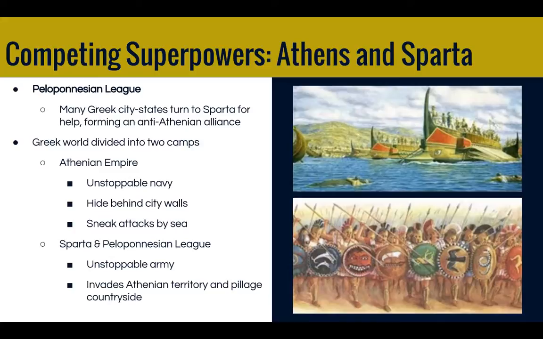And so the Greek world was divided really into two camps. One, the Athenian Empire, that had an unstoppable navy, the navy that destroyed the Persians, that could hide behind city walls in Athens, and that could conduct sneak attacks by sea against Sparta and the Peloponnesian League. But Sparta had its own advantages. They had an unstoppable army. They could invade Athenian territory and pillage the countryside seemingly without end, which of course was not good for the Athenians.